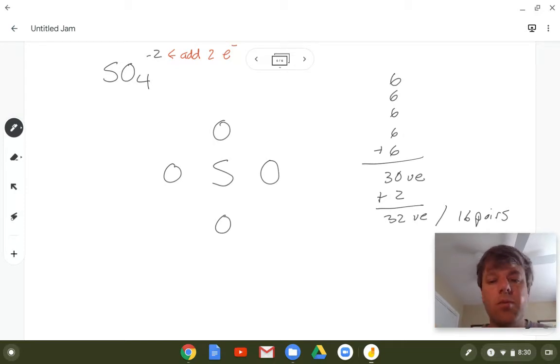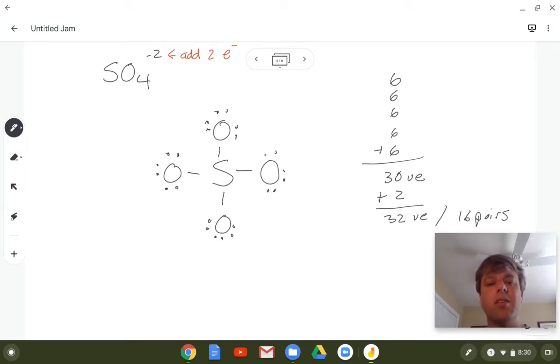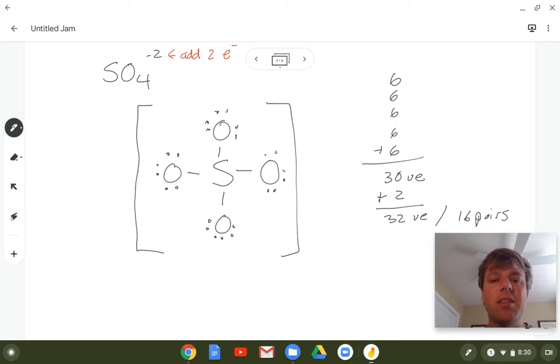But the way we do this, to draw it 16 pairs, we go 1, 2, 3, 4, 5, 6, 7, 8, 9, 10, 11, 12, 13, 14, 15, and 16. So that's all the pairs that are needed to draw this. And the last thing that we're going to do to represent that this entire molecule has a -2 charge, we're just going to put some big brackets around it and put a -2 on it. So that's how we draw some Lewis structures.